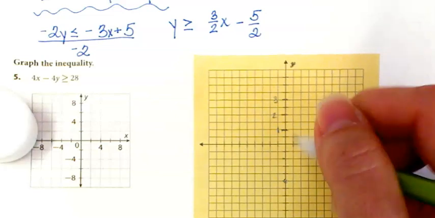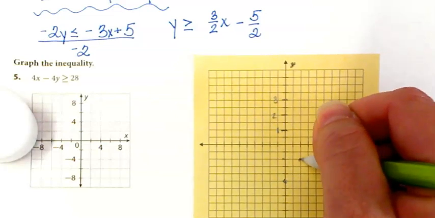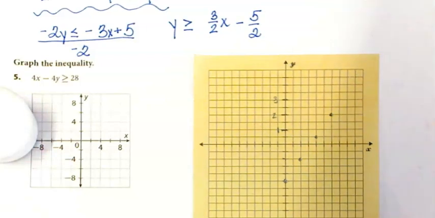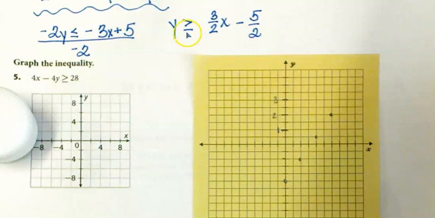And I'm going to go up 3 and over 2. So up 3 over 2, up 3 over 2, up 3 over 2. I'm going to draw my line. And right here, I am looking, that says greater than or equal to, so my line will be solid.